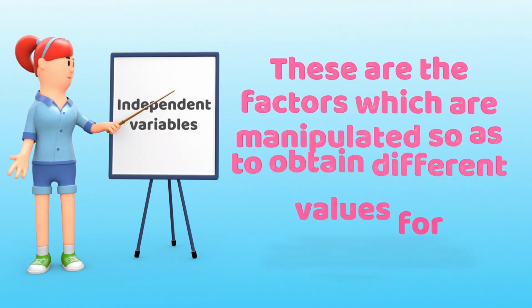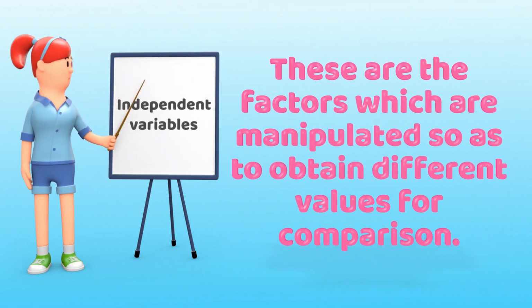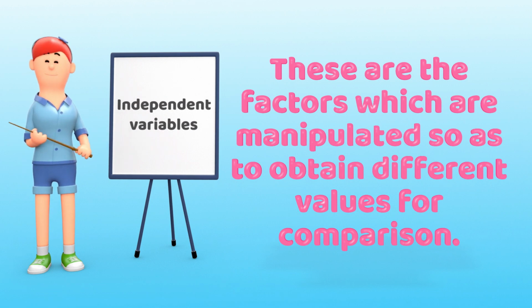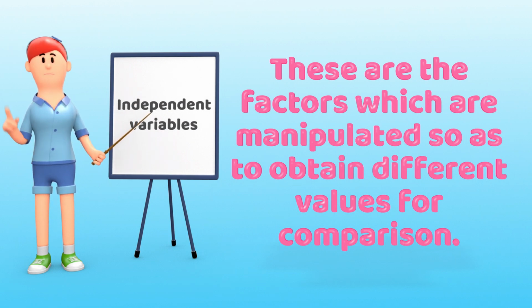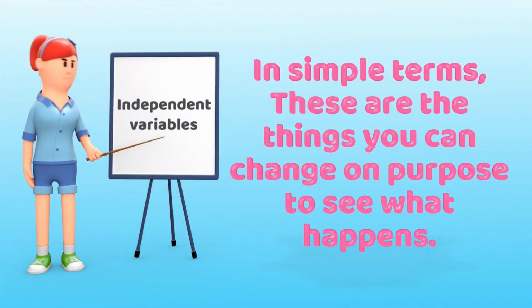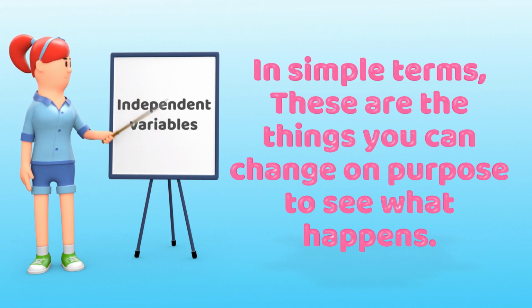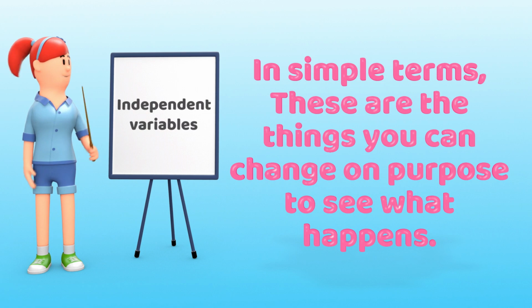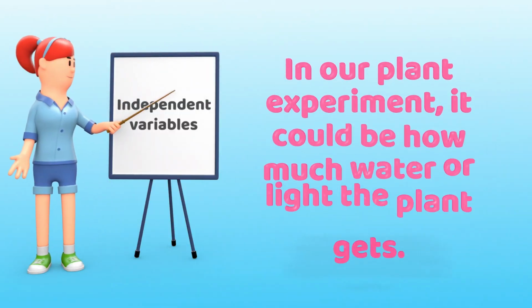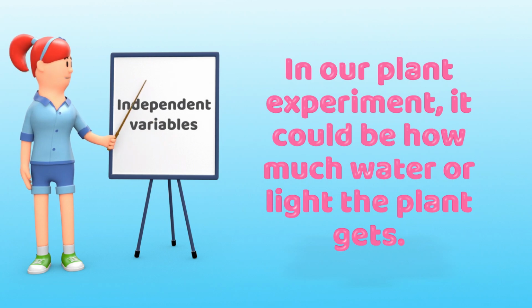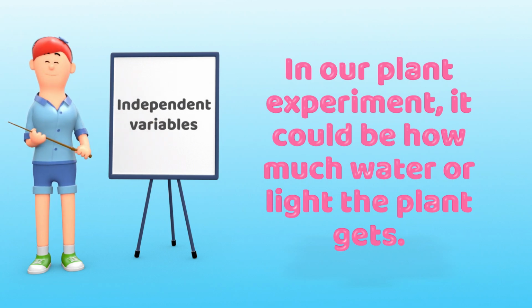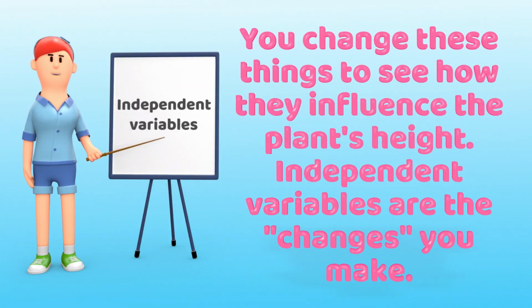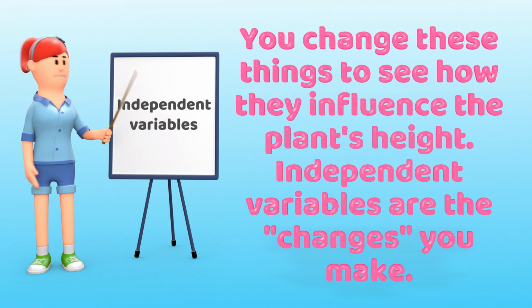Also, independent variables. These are the factors which are manipulated so as to obtain different values for comparison. Or in simple terms, these are the things you can change on purpose to see what happens. So, in our plant experiment, it could be how much water or light the plant gets. You change these things to see how they influence the plant's height. Independent variables are the changes you make.